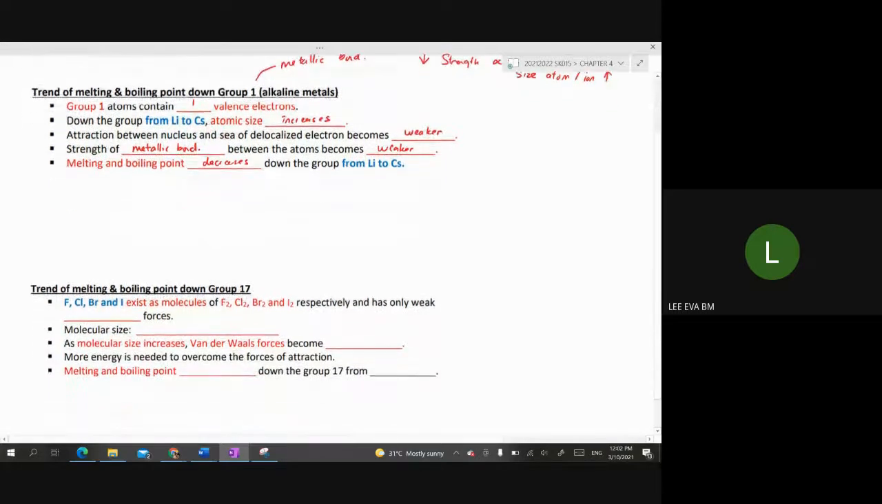Okay, the trend of melting and boiling point going down group 17. So group 17, if you look at the elements in period 2, we have fluorine, then chlorine, then bromine, then iodine. If we want to talk about the boiling point, we will first look at the structure. Fluorine is F2, Cl2, Br2, and I2.